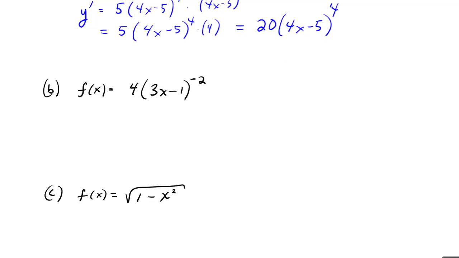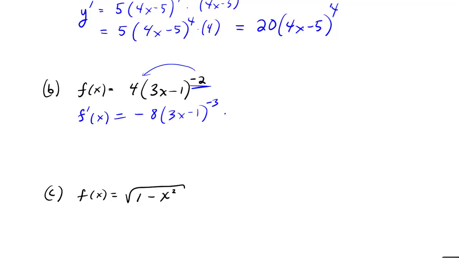Let's keep going. If f of x is 4 times 3x minus 1 to the negative 2, this is very similar to the ones from before because I basically have 4 times something to the minus 2. If I do my power rule first, minus 2 times 4 is minus 8. Then I get the something, 3x minus 1, and then minus 2 minus 1 is minus 3.